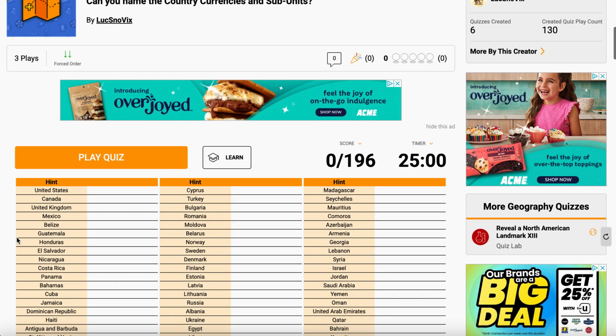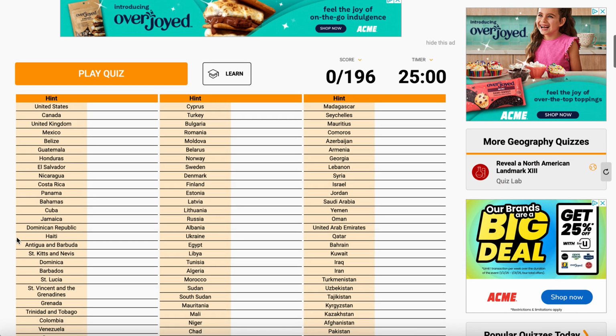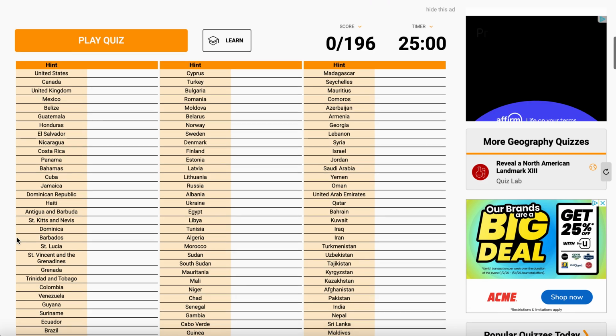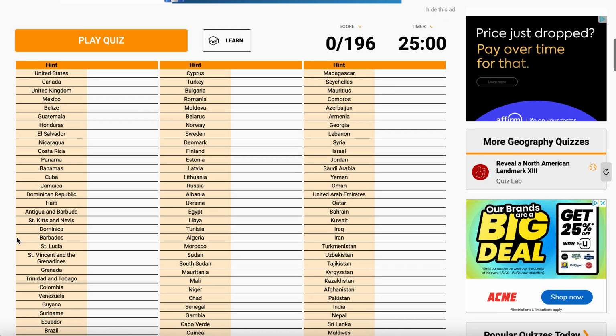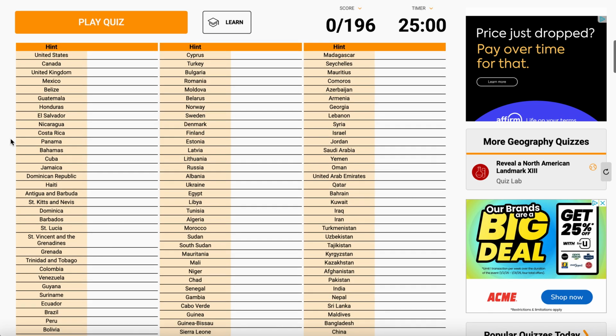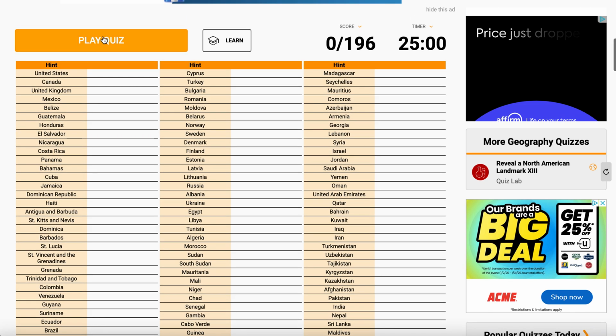So, one other person played this quiz. They got 1%. I think they thought that this quiz was way too hard, and they decided to give up. And I don't blame them because this is a very hard quiz. Now, most of them are generic, like dollar cents, peso centavos, euro cents, etc. But there are some interesting ones in there as well. So, without further ado, let's get started.